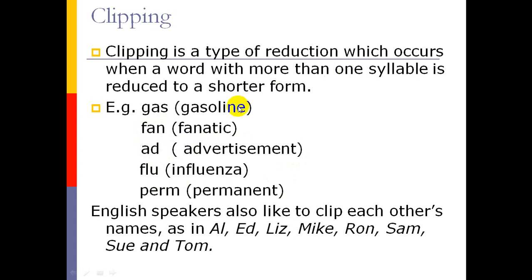Or a shorter form, let me say. Okay, we have permanent. So clipping is a type of reduction which occurs when a word with more than one syllable, like gasoline, fanatic, advertisement, influenza, permanent, all these words are composed of more than one syllable. Then we can clip these words to shorter forms.